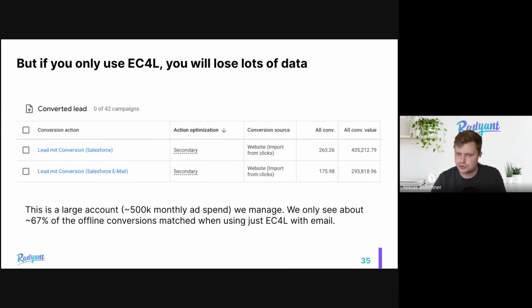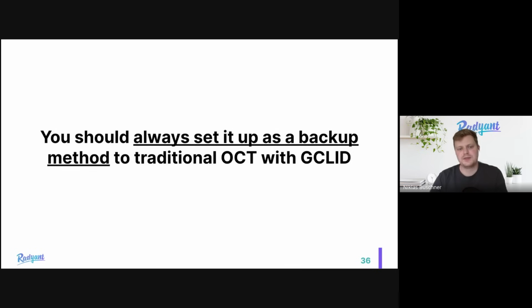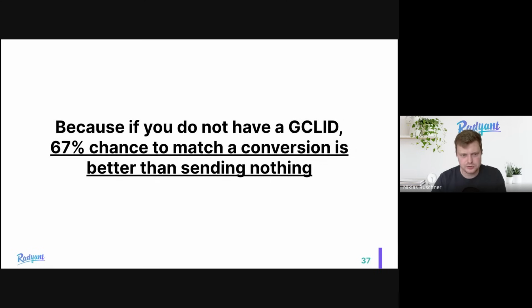So this is why you should not only rely on this, even though it sounds like a smart concept and it's a good idea, and Google has done a good job with it, if it's hard to capture the Google Click ID. But what you can take from this is, yes, you should always set up enhanced conversions for leads as a backup method, because if you do not have a Google Click ID, you still want to use it. A 67% chance, taken from this account of ours, to match a conversion is better than sending nothing.